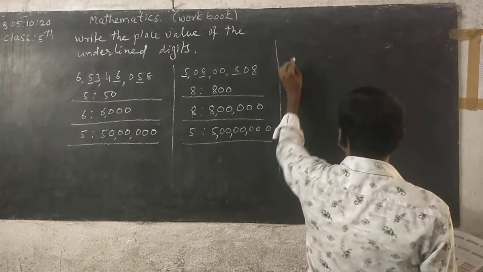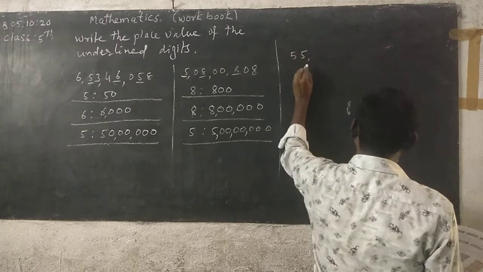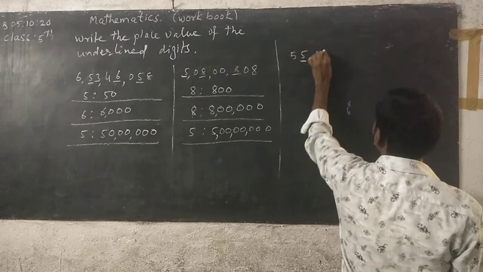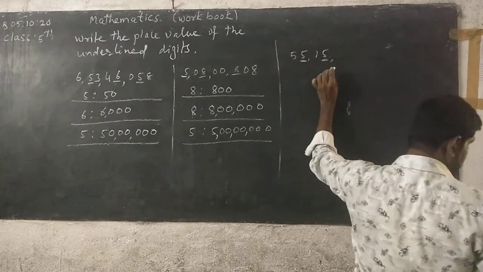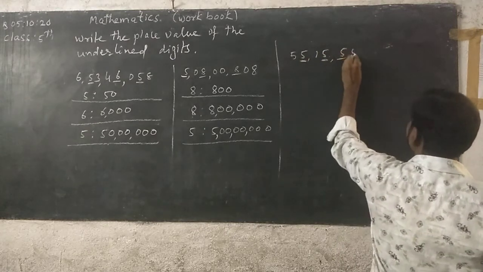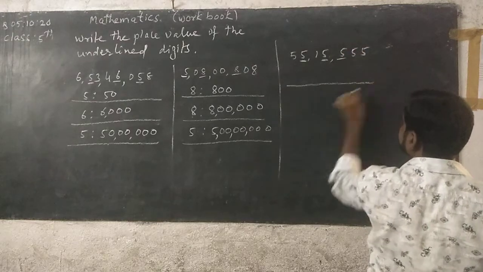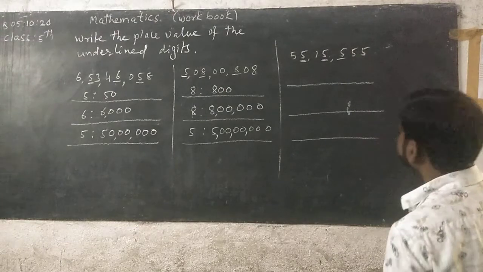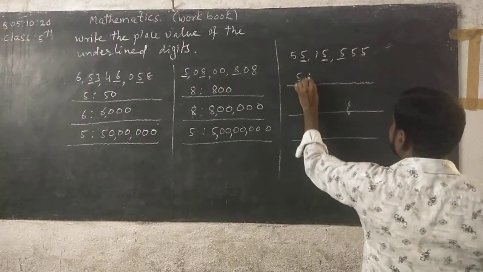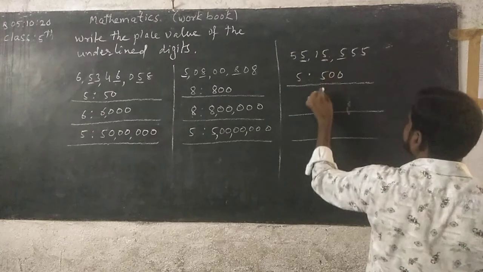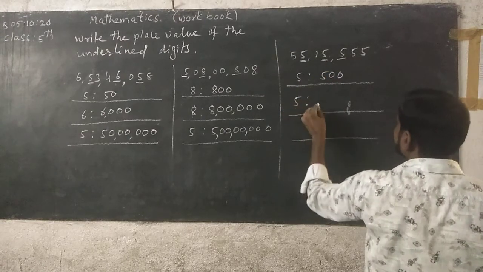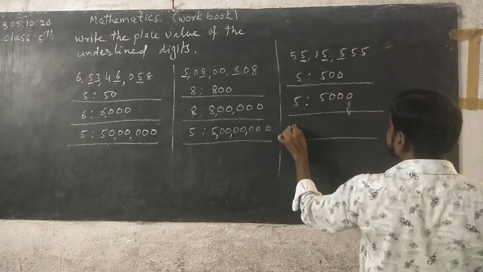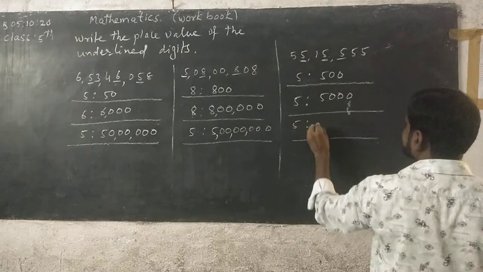Next, 55 lakh 15,000 555. From right to left side, 5 is in hundreds place, 5 is in thousands place, 5,000, 5 is in lakhs place, 5 lakh.